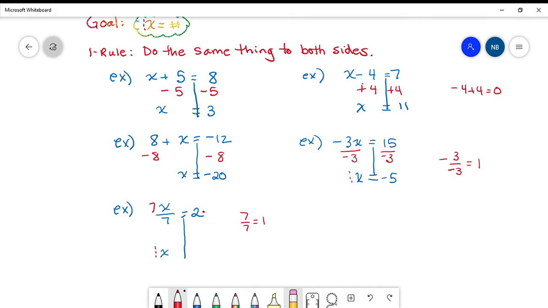Now remember, 7x means 7 times x. So I'm multiplying the left side by 7, so I have to multiply the right side by 7 as well. And I get x equals 2 times 7, which is 14.